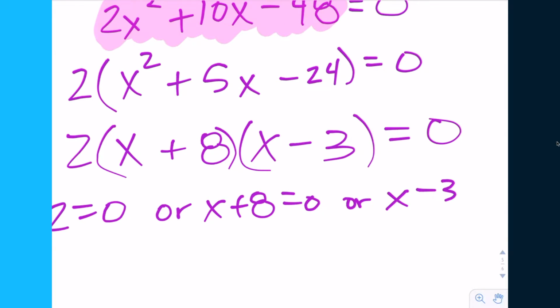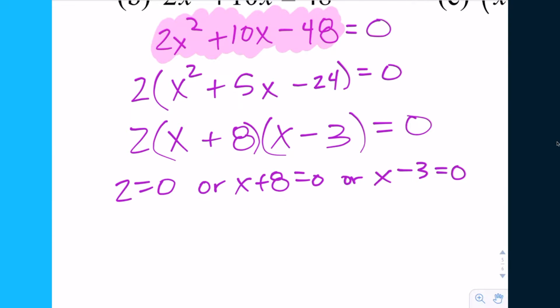And what we do now is we solve all of those. Well, here's where some students get confused. For what value of x is 2 equal to 0? You can laugh, right? Is 2 equal to 0? No. So this is not going to give us the solution. Some students, when they see a 2 out there, they say x equals 2. I don't know why. Okay? 2 is never going to equal 0.